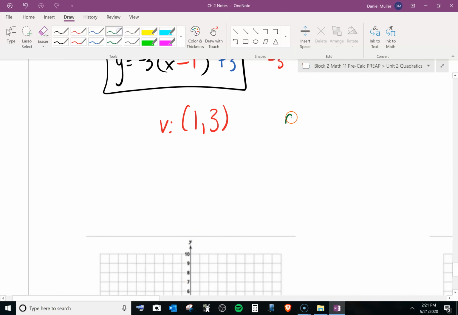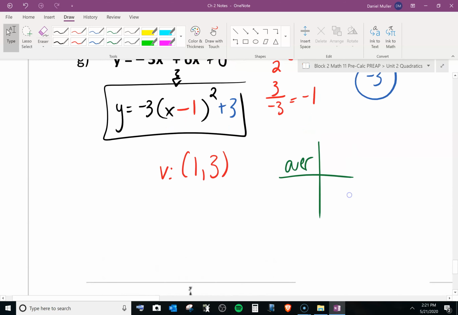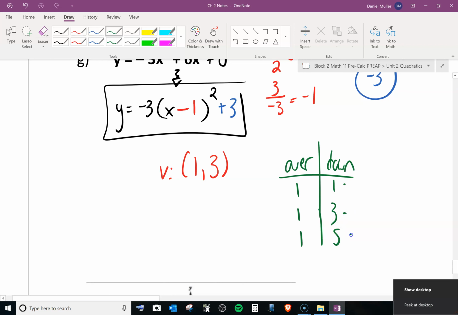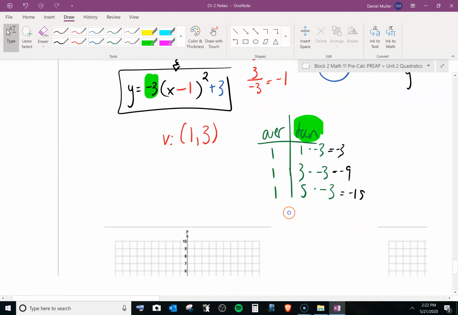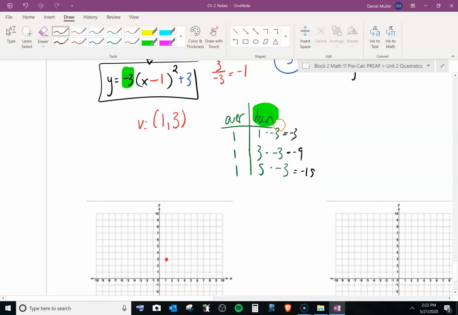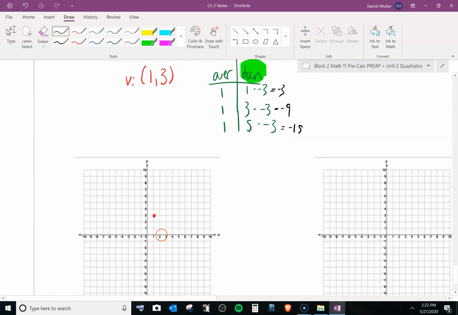Now I can do my over, up, down. It's 1, 1, 1, 1, 3, 5 times by the number in front. In that case, it is -3. Now, because I am doing -3, just keep in mind it is negative. That's why I wrote down, because of the negative symbol. So 1 times -3 is -3, -9, -15. So from my vertex, I'll go over 1, down 3, over 1, down 9, over 1, down 15. Over 1, down 3.